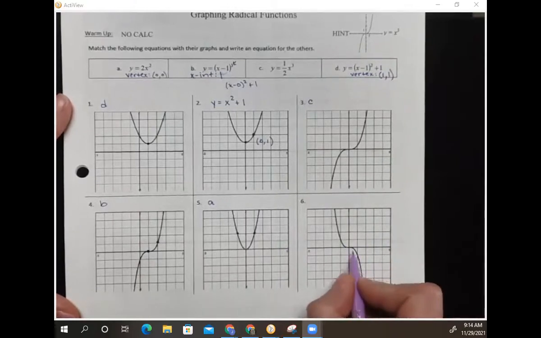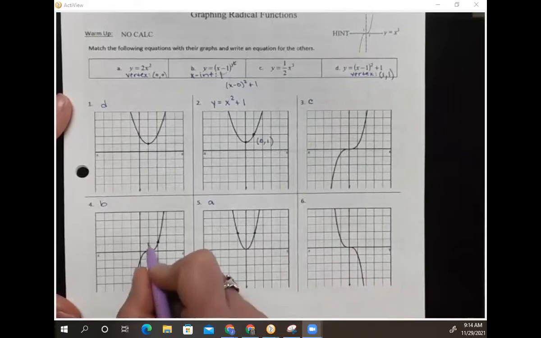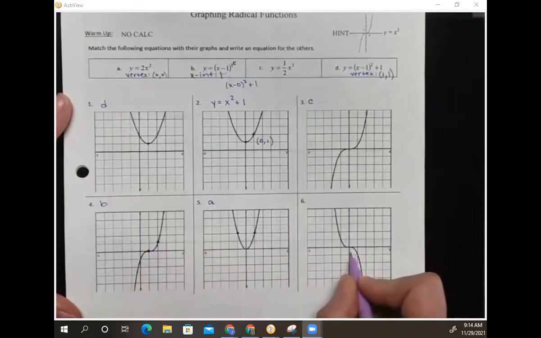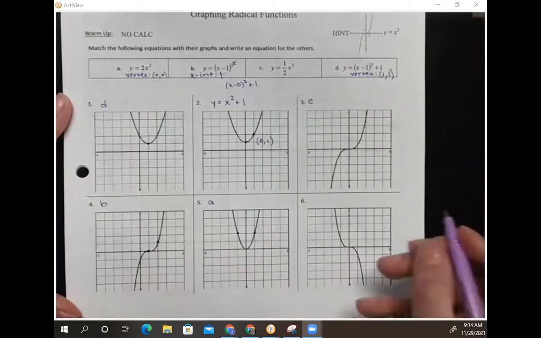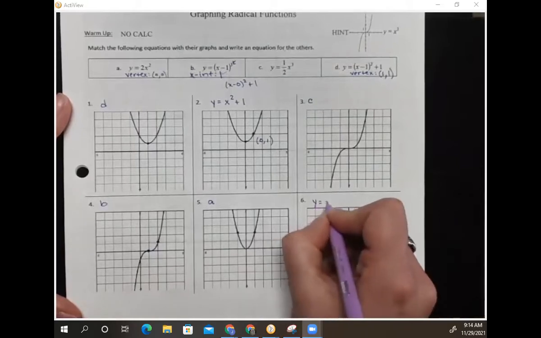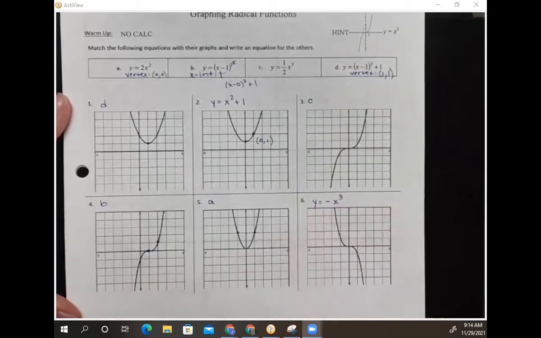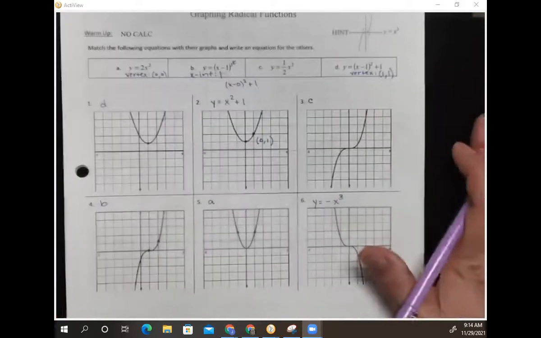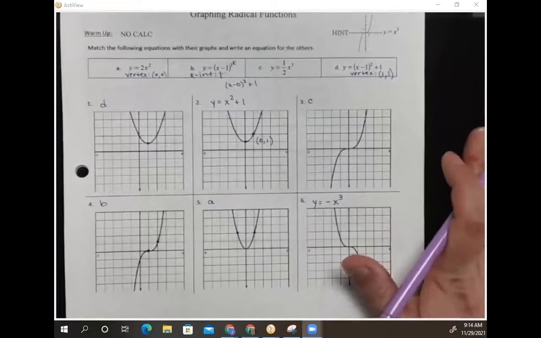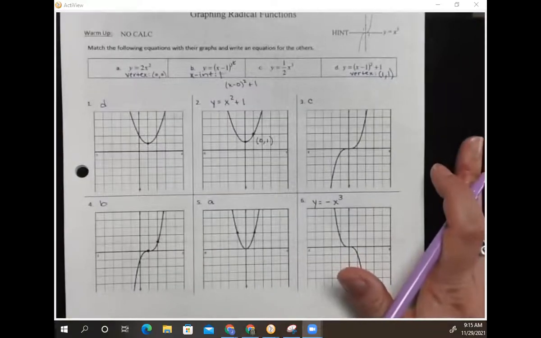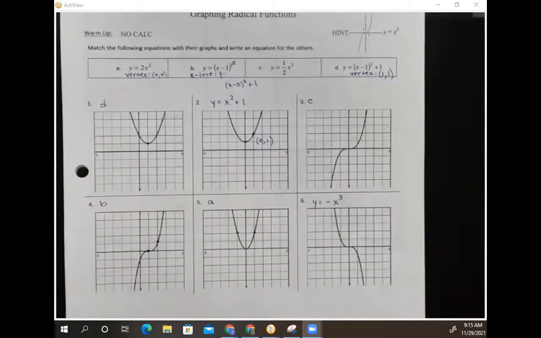And then for 6, this is not widened, but it is flipped, right? Instead of going up and out, we're going down and out. So this would be y equals negative x cubed, since we flipped it upside down. So these are functions that we have seen before this year, right? This is Algebra 2 stuff that we saw here. Now the quadratics we also saw in Algebra 1. But this is a refresher of stuff that we've seen more recently.